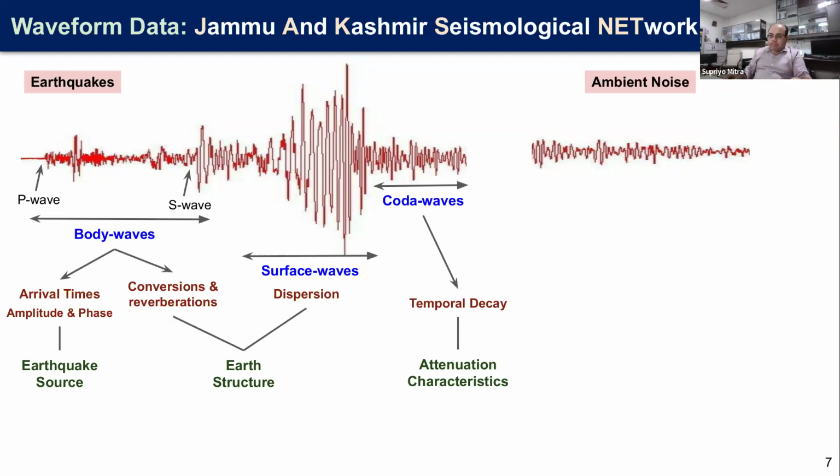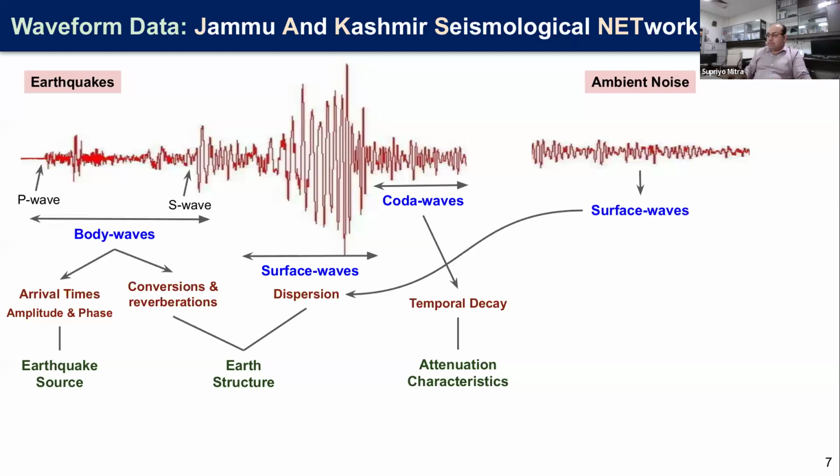Then we use body wave conversions and reverberations, along with the dispersion that we abstract out of the surface waves, to look at the earth structure. We use the coda part of the local waveforms to look at its temporal decay and understand what the attenuation characteristics are. We have done this in 2D and 3D.